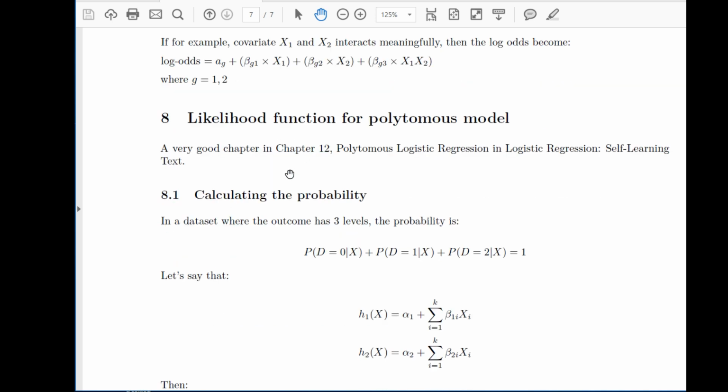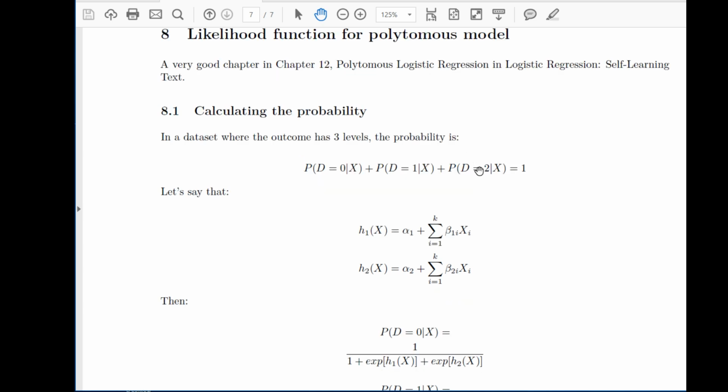Likelihood function for the polytomous model. This is not discussed well in the Applied Logistic Regression book. If you want to understand the likelihood function better, you can read chapter 12, Multinomial Logistic Regression, in Logistic Regression: A Self-Learning Text by Kleinbaum. In that chapter, Dr. Kleinbaum shows how you calculate the probability.